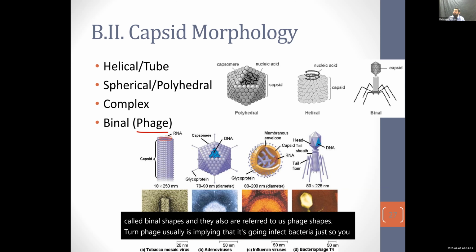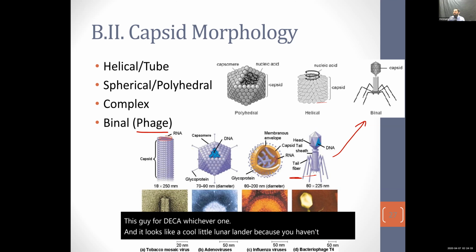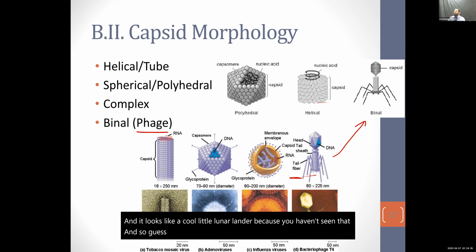This guy or that guy, whichever one. And it kind of looks like a cool little lunar lander, in case you haven't seen that. And so guess where we got the cool ideas, right? And so in this case, it's a really cool system in which at the top, where the capsomere is, what looks like a little polyhedron, is where the material is stored. But the rest of that body acts like a little syringe, and it'll attach itself to the surface of bacteria and then inject its DNA into the actual host, this bacterium, and then take over the machinery.